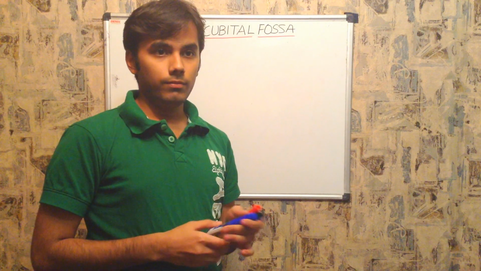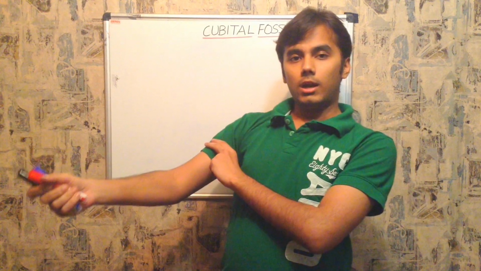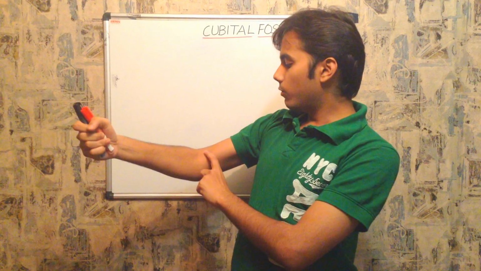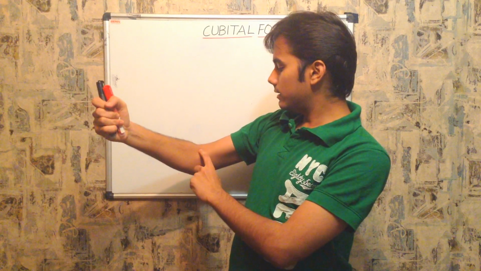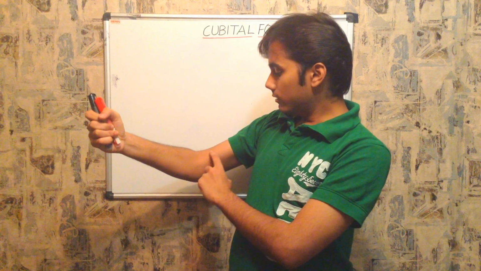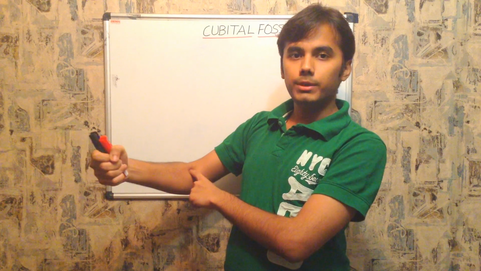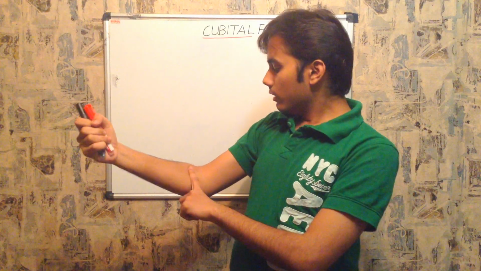First of all, I need to say where exactly the cubital fossa is. Suppose you take your upper extremity; this is your arm and this is your forearm. At the junction between the arm and the forearm, there is a depression like a pit. This pit is called a fossa, which we also call the cubital fossa, right? So we will first discuss the borders of the cubital fossa.